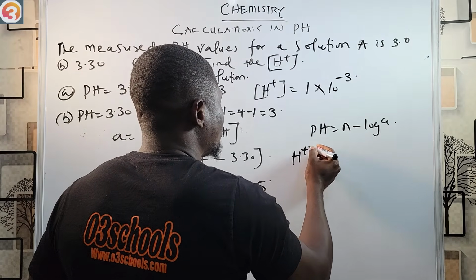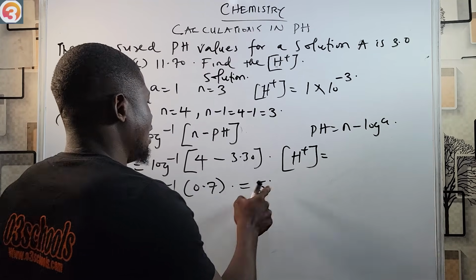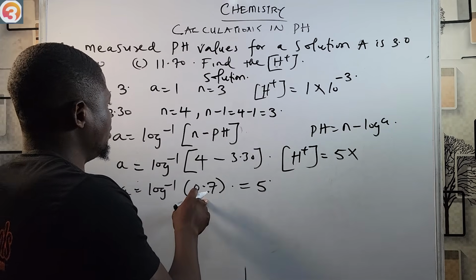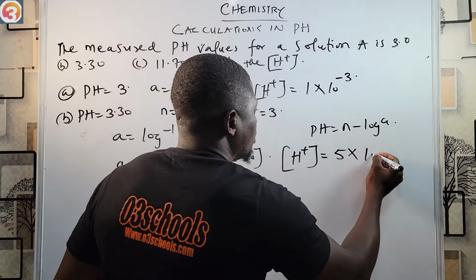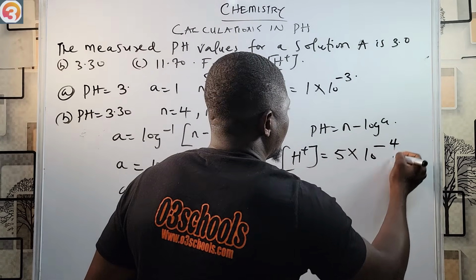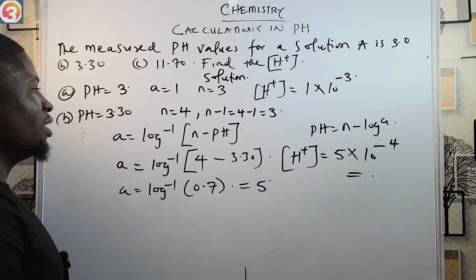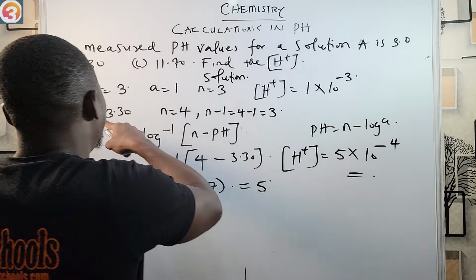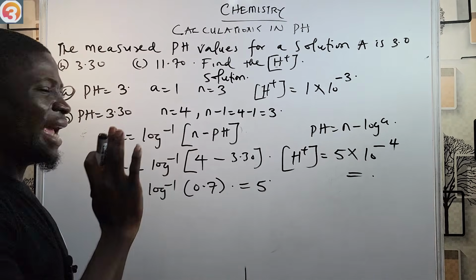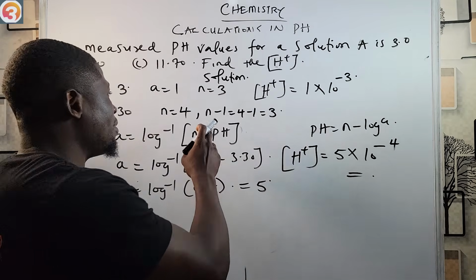So the hydrogen ion concentration is equal to our A, which is 5, times 10 raised to power minus our N. Our N is 4. Simple as ABC. So we can actually look for the hydrogen ion concentration when we know the pH. The first thing we need is to know our A. Once we know our A, and first of all, to know our N.